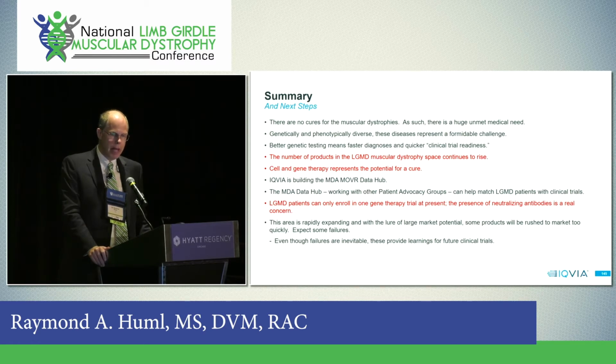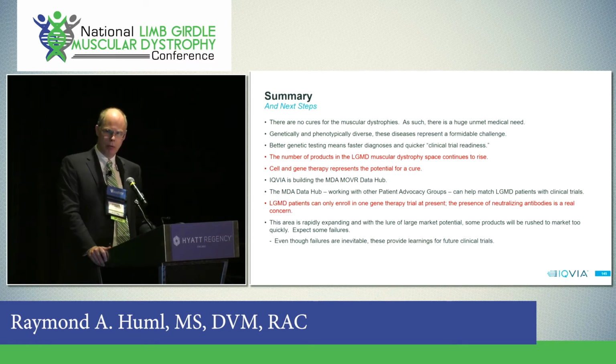I think we can help match limb-girdle patients with clinical trials eventually, so they'll have more and more options. Right now, limb-girdle patients can only enroll in one gene therapy trial at present, so the presence of neutralizing antibodies to some of these viruses is a real concern. It needs to be explored. The area, I think, is rapidly expanding, though, with the lure of large market potential.